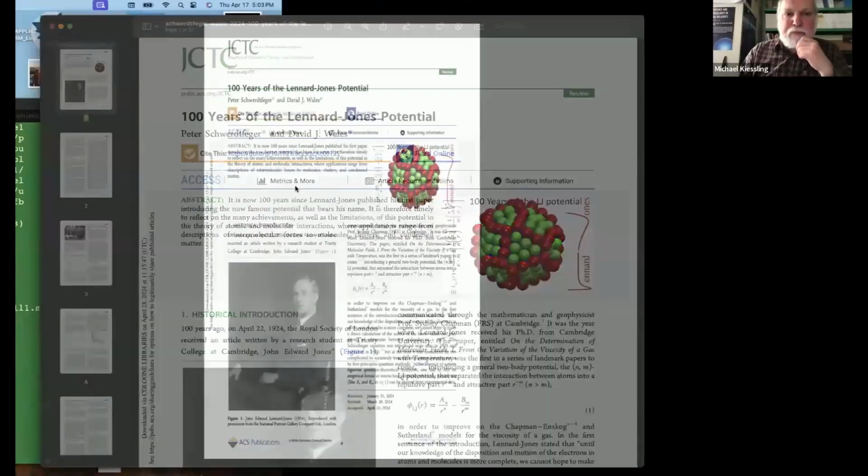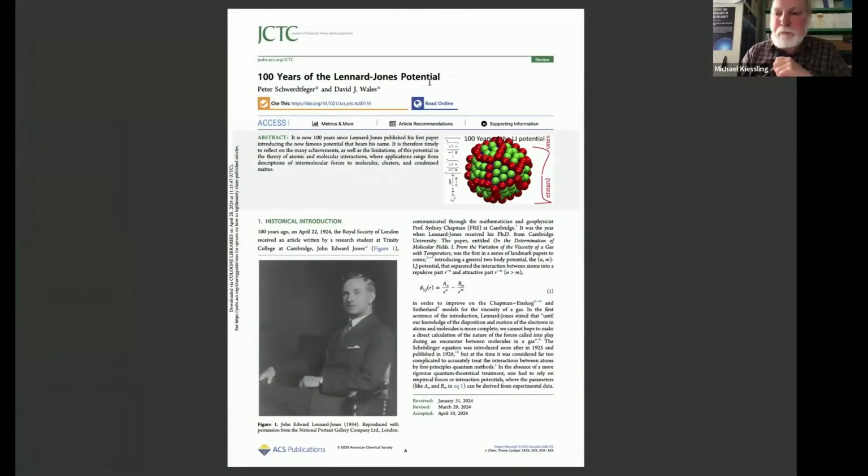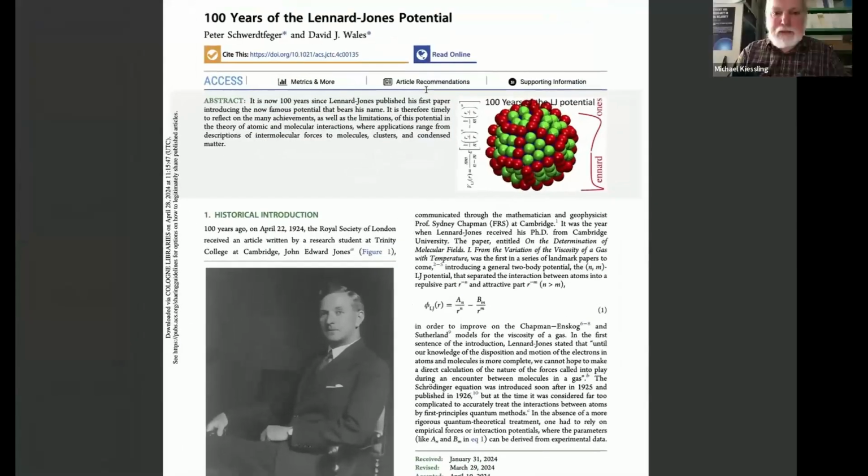So you can see this paper, 100 Years of Lennard-Jones Potential. Can you zoom in a little bit? Yes, but make it bigger, please. Yeah, that's better. Good enough. Good. All right.